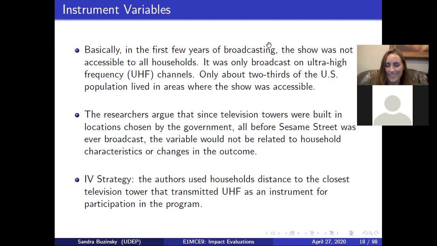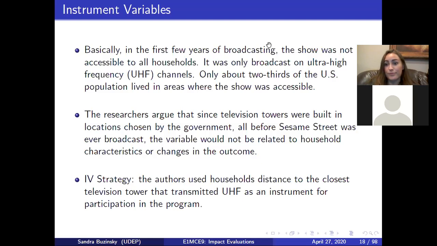Yeah, so I was saying that the relevance restriction can be satisfied because maybe people that are closer to these towers are more likely to watch Sesame Street. So maybe this correlation is positive. But I have a question. I mean, it can also be an instrument for other channels, not only Sesame Street.